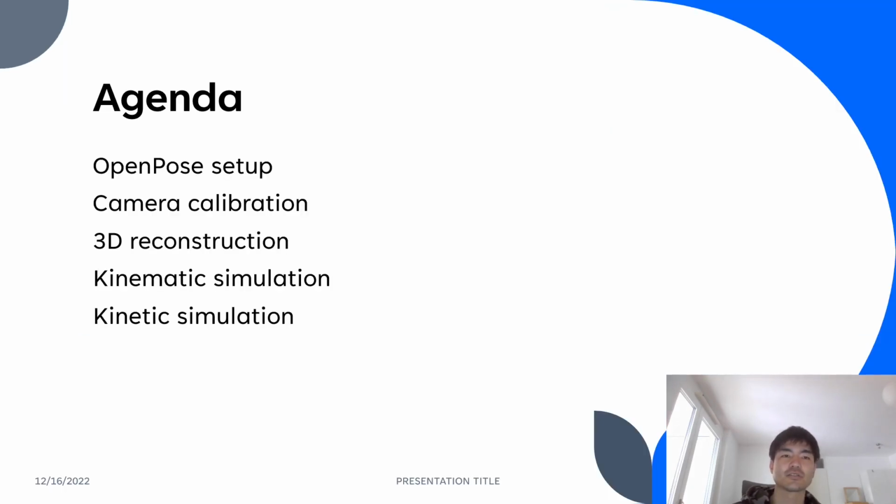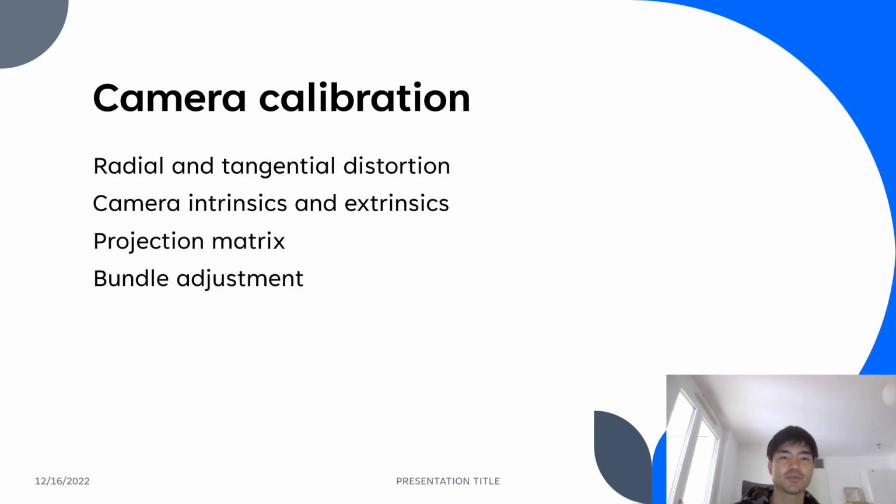So, the agenda. As I explained, I already talked about the OpenPose setup in the first part of this series of YouTube videos. Today I'm gonna talk about camera calibration, which is the second part. There are four main milestones I want to go through. First one is radial and tangential distortion, next is camera intrinsics and extrinsics, next is the projection matrix, and last is bundle adjustment.